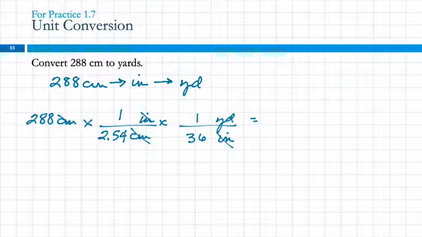I would encourage you to follow this pattern. Start at the left, multiply by the top, divide by the bottom, multiply by the top, divide by the bottom, work your way across. Now obviously multiplying by 1 doesn't change anything, so you can skip that. But if it bothers you to skip the 1, go ahead and multiply by 1. It's not going to mess anything up. So I'm going to do 288. I can skip the times 1. I'm going to divide by 2.54. I'm going to skip the times 1, divide by 36, equals.